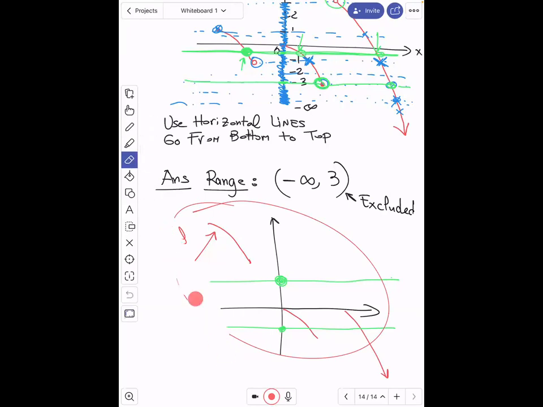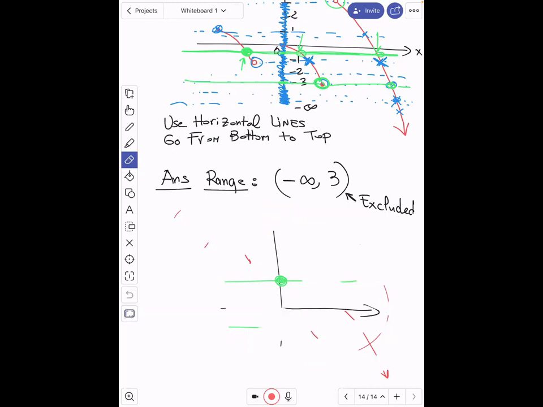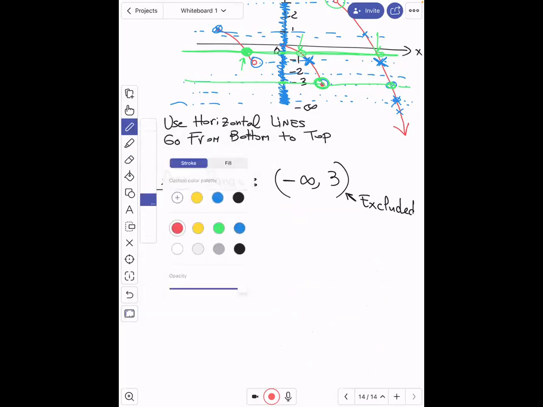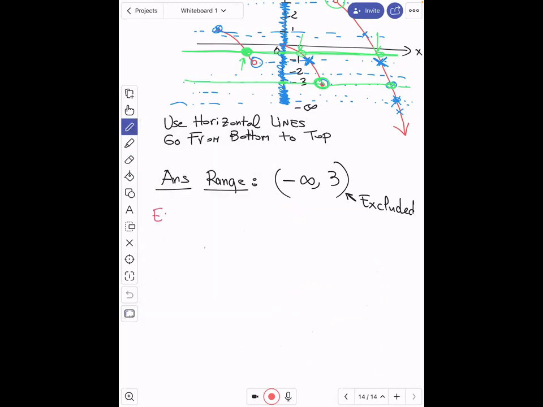Okay, let me just erase this mess here. Okay, let me do one more example, and I'm going to try to answer questions with this example. So this is example number 2.